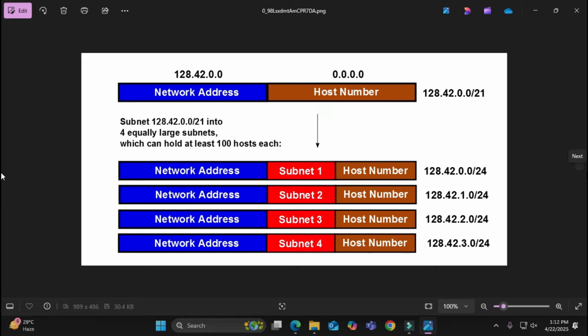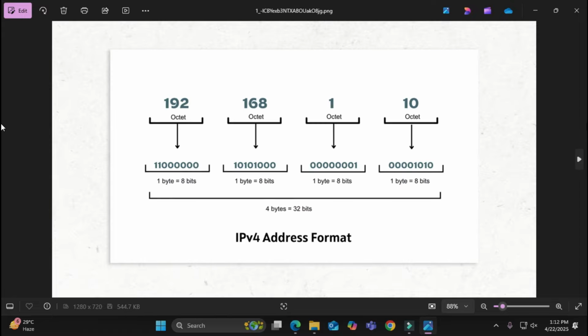Hi friends, this is networking. What is the network? Subnet and so on. This is the address: subnet 1, subnet 2, subnet 3. This one is the host numbers. The range starts at 128.142.0.0 with the host 0000, and ends at 128.42.0.21. This is IPv4 addressing.